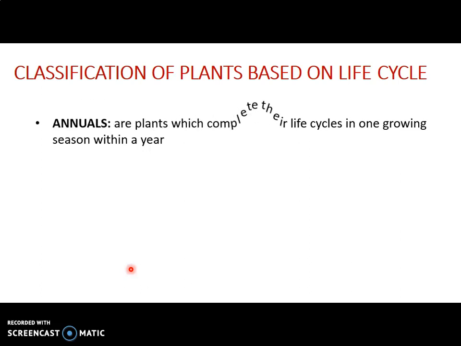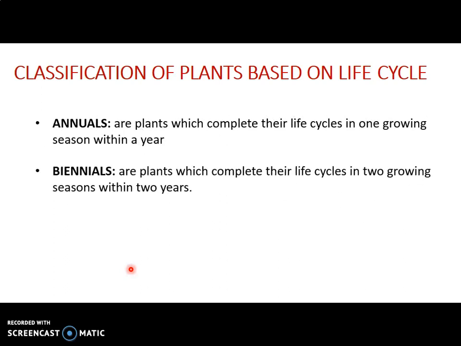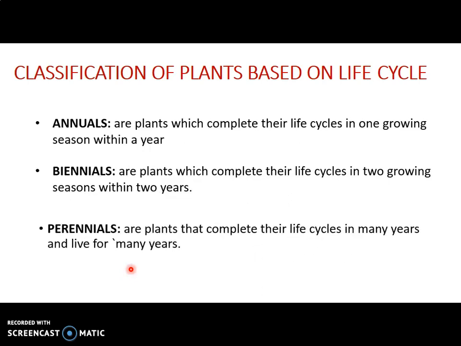The second one, we call them the biennial plants. The biennial plants are plants which complete their life cycle in two growing seasons. Some examples of biennial plants are carrot, celery, and cabbage.